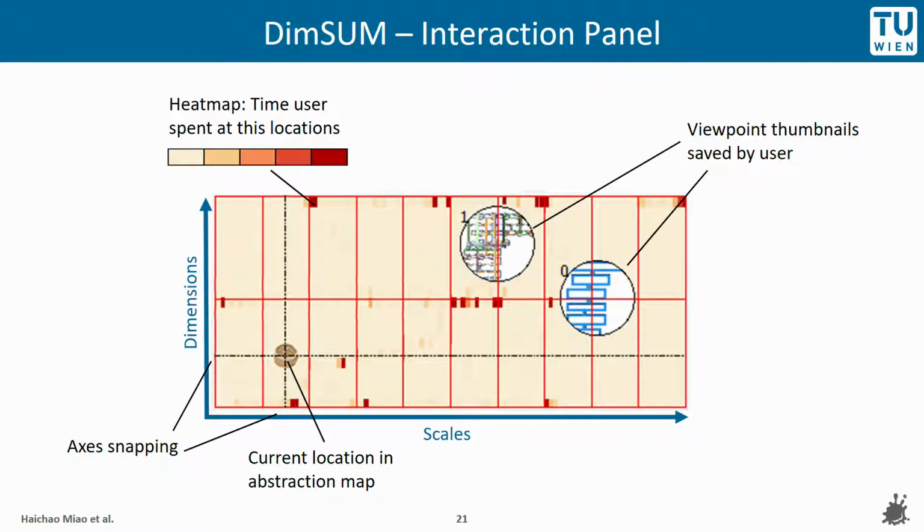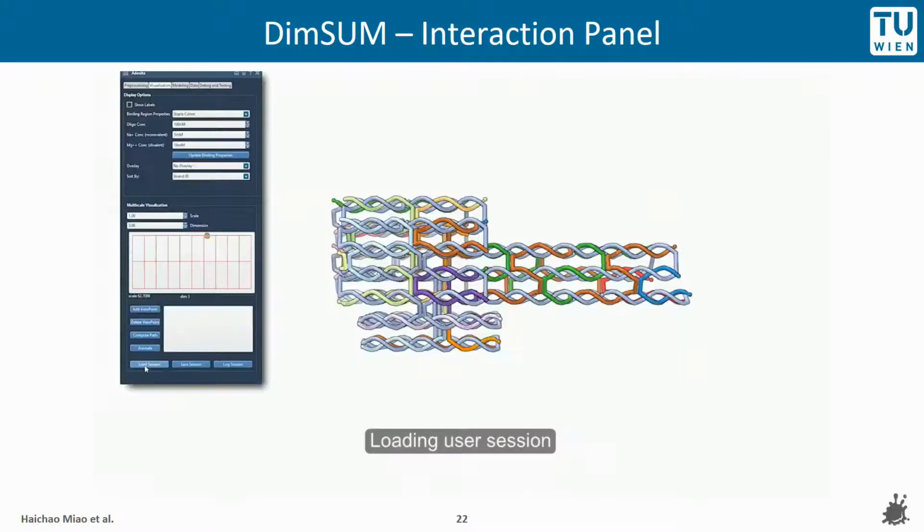locations, or discrete scales and dimensions. Or if they're really interested in a particular location in this abstraction space, they can also define viewpoints that are basically screenshots at this particular location. So let me show you how this works in action.